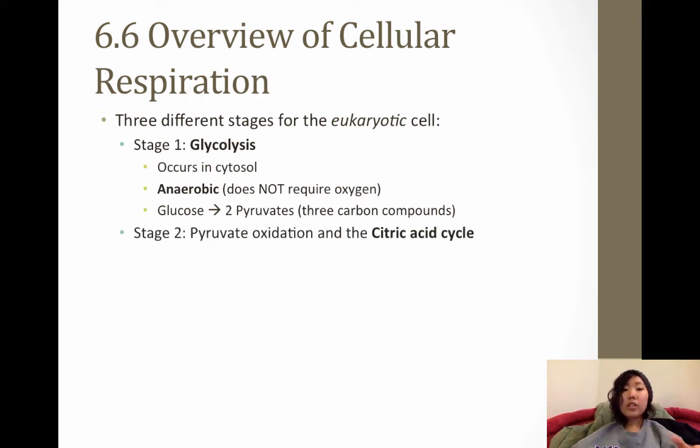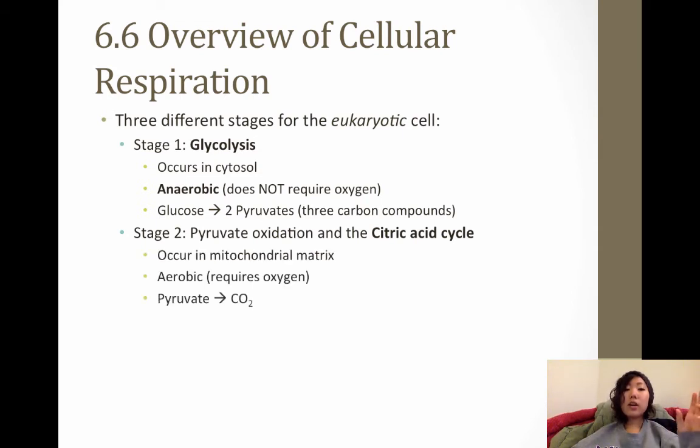In pyruvate oxidation and the citric acid cycle, the second stage, this is occurring inside the mitochondria, inside the mitochondrial matrix. Remember, that's the inner part of the mitochondria. It's aerobic, which means it does require oxygen. And you're pretty much taking the products of glycolysis, which is pyruvate, and you're breaking it down into CO2. Because pyruvate is 3 carbons, you're going to eventually form 3 CO2s for every 1 pyruvate.